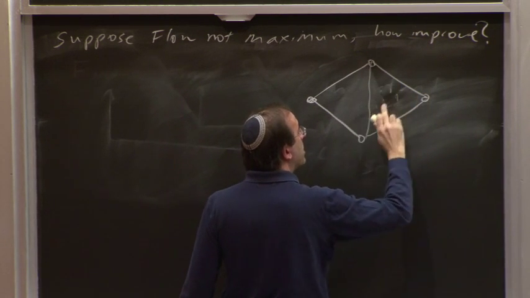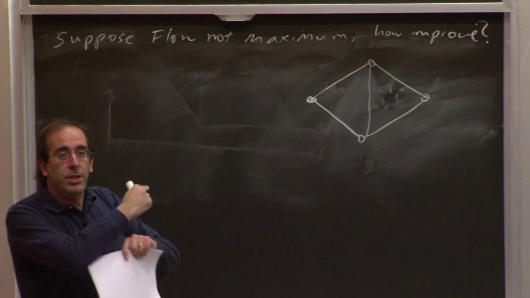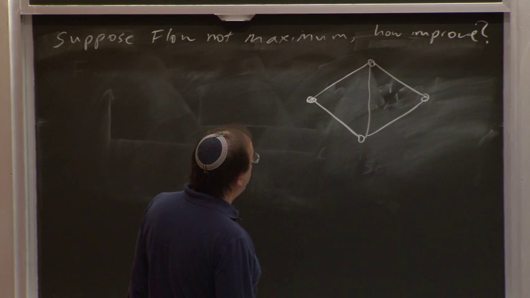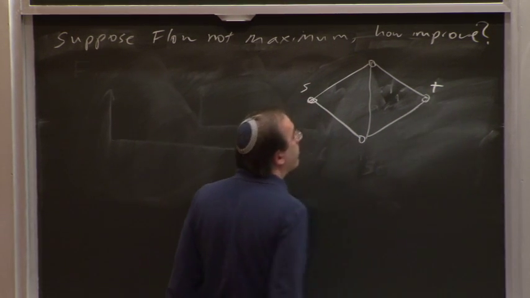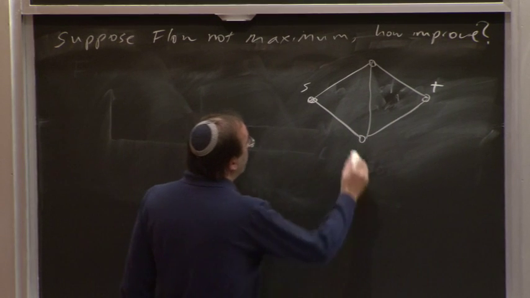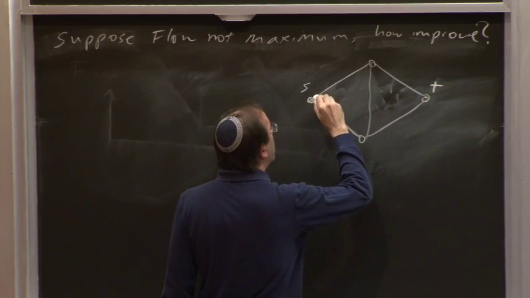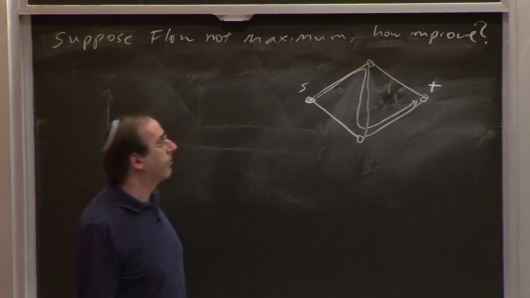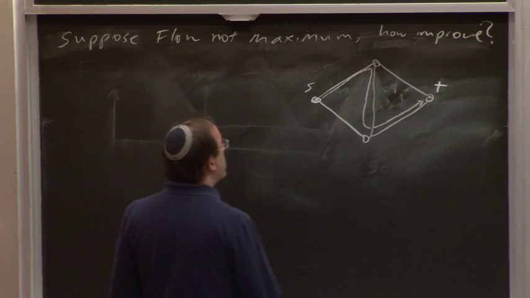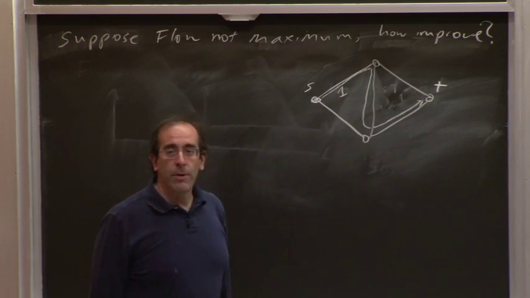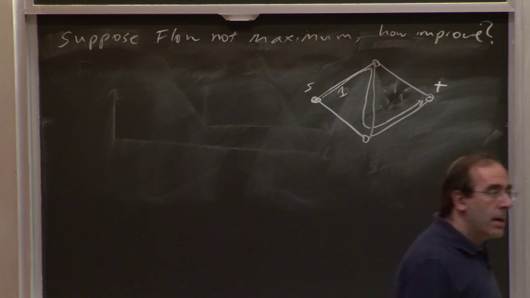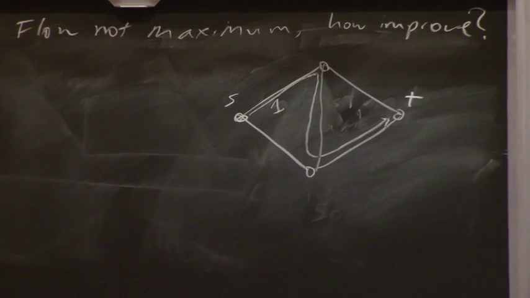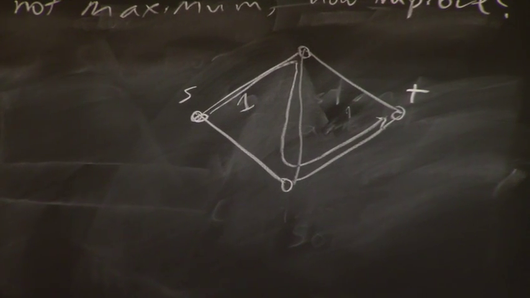So I'm actually going to draw this as an undirected graph, but what I mean is both edges have 1 unit of capacity, so in both directions. Okay. And here's S, here's T. So suppose that my current flow is a path that goes like this. Okay. So this is a flow that is carrying 1 unit from S to T. Is it a maximum flow? Right, its value is 1.